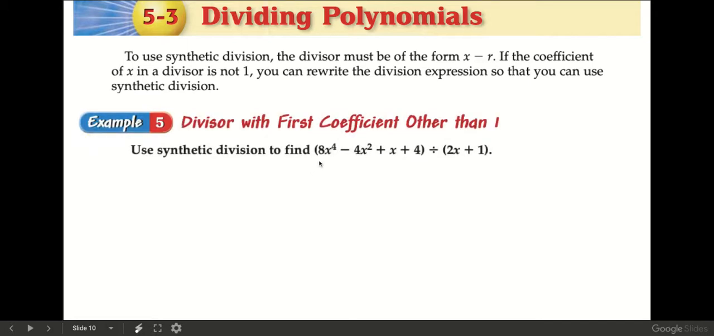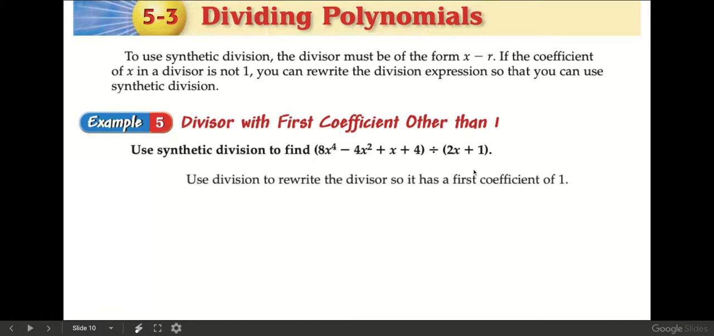So here's an example. We have 8x to the fourth minus 4x squared plus x plus 4 divided by 2x plus 1. Notice how this is not in the form of x minus r, right? This is not a coefficient of 1. This actually has a coefficient of 2. So we can rewrite this so it does have a coefficient of 1.